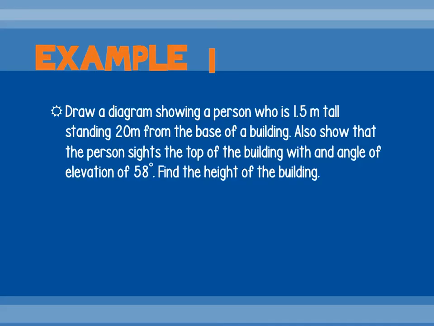Okay, so now we're going to do some examples. Example 1 says, draw a diagram showing a person who's 1.5 meters tall, standing 20 meters from the base of a building. Also show the person sights the top of the building with an angle of elevation of 58 degrees, and then find the height of the building. This is where you get to be fun and show off your artistic skills, and this is where I get to show off my non-existent artistic skills.